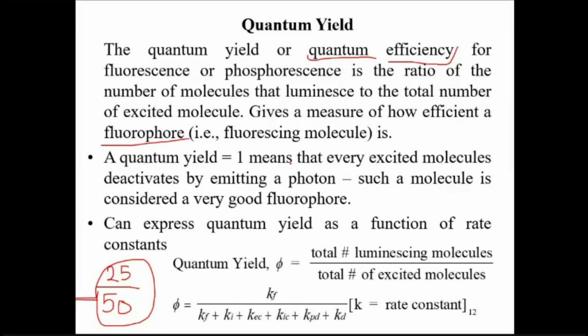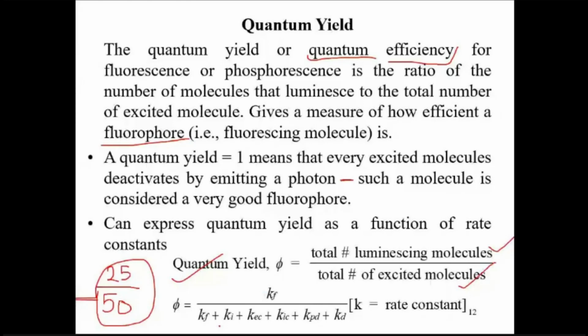Okay, anyway. So a quantum yield equal to one means that every excited molecule deactivates by emitting a photon. Such a molecule is considered a very good fluorophore. Now, this is the formula for it: total number of luminescing molecules divided by total number of excited molecules. This is the formula for it.